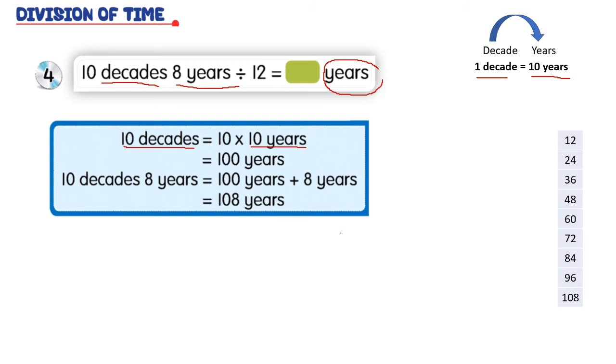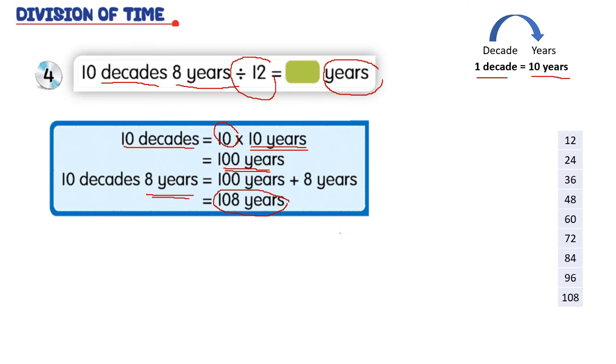So 1 decade is equal to 10 years. Now 10 decades, you have to multiply by 10 because 1 decade is 10 years. So 10 times 10 is equal to 100 years. So 10 decades 8 years. 8 years is already in years, so you just do your addition. So 100 years plus 8 years is equal to 108 years.